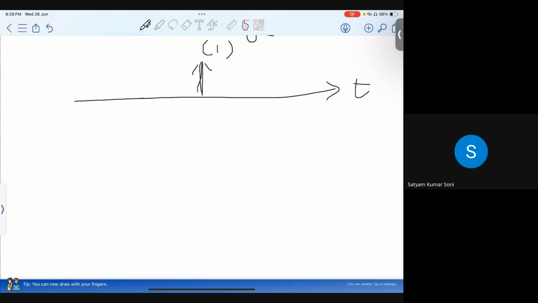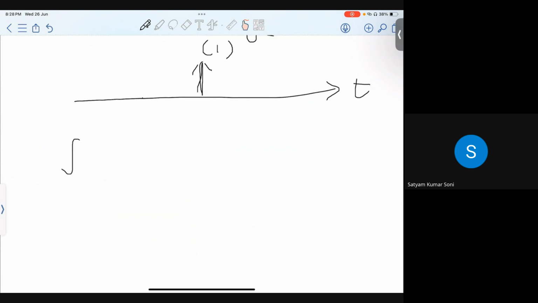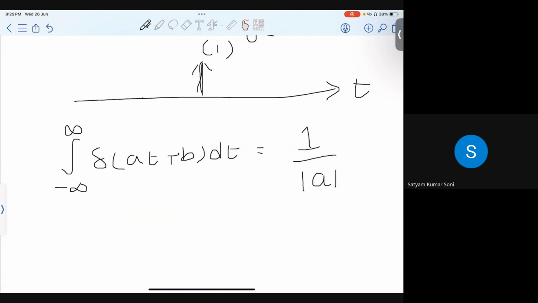And the properties are this. The first property is the integral from minus infinity to infinity of delta of (at plus b) dt, which is just 1 by mod a. You guys can prove this out. I can help you with the proof just now. I don't have a pencil to write it up, but I can help you with the proof. The proof goes as follows. If you have a notebook with you, I'll dictate. Maybe you can start trying to do the proof for this part.